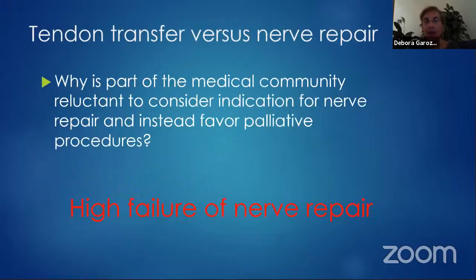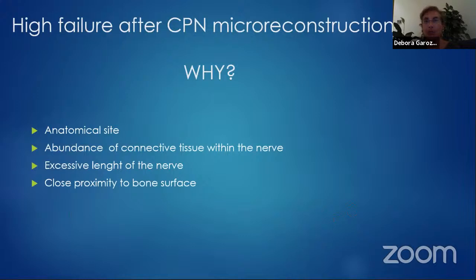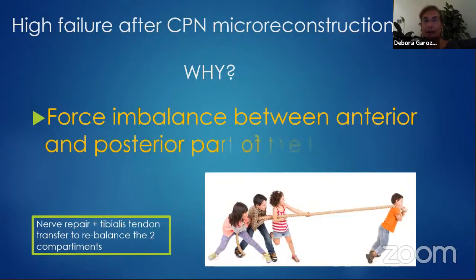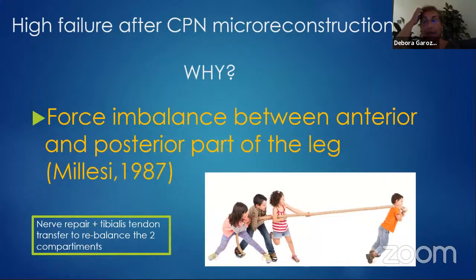Now, why do we have such a big part of the medical community that seems to be so reluctant to accept the indication for nerve repair, and they prefer to directly advocate palliative procedures? It has already been mentioned during the discussion. The truth is that if we review the literature, it seems that there is a high rate of failure of nerve repair of the CPN. And this has been attributed to several reasons, like, for instance, the excessive length of the nerve or its close proximity to bone surface. But we certainly consider the hypothesis formulated by Hanno Millesi at the end of the 80s the most adequate one.